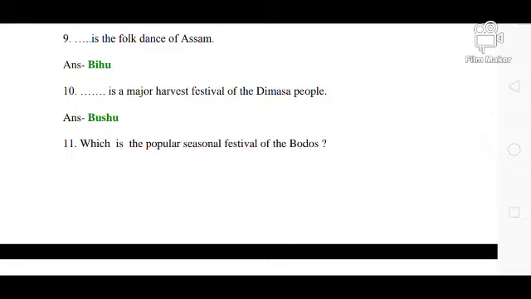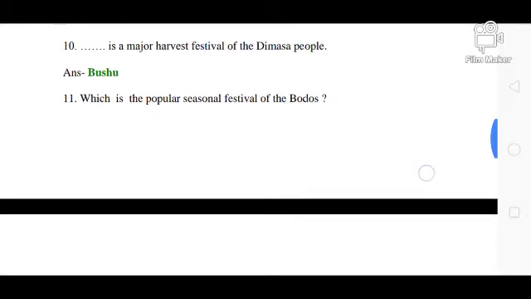The correct answer is Bihu. Next, it's a major harvest festival of the Dimasa people.